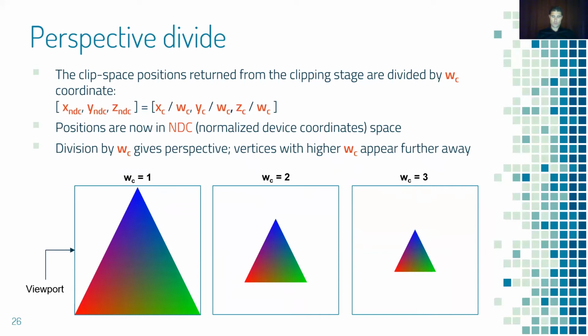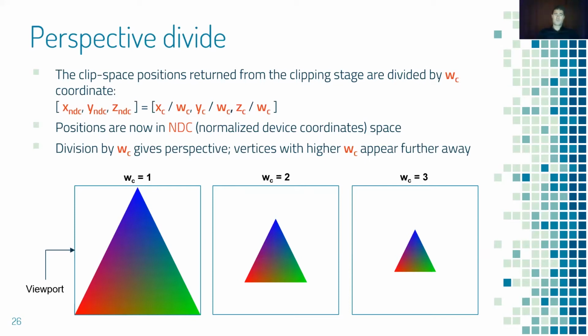What this division does is basically give perspective. Vertices with a higher W value will appear further away. At the bottom of the slide, you can see 3 triangles. They are all the same size, but they have different W values. The first one has 1, the second 2, and the third one has 3 for W. You see how their sizes differ. This is what gives perspective to objects in computer graphics.